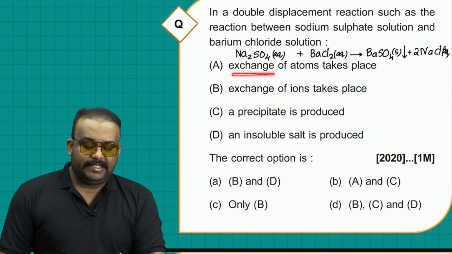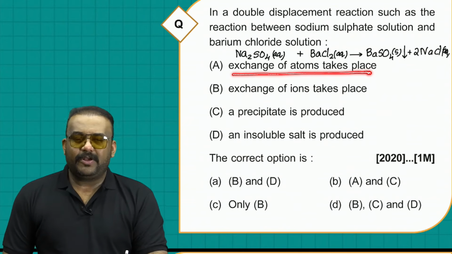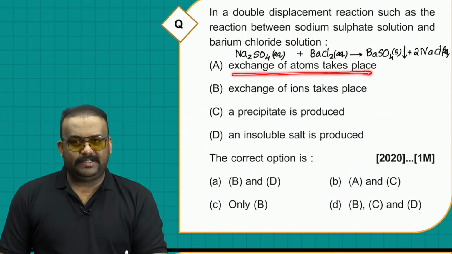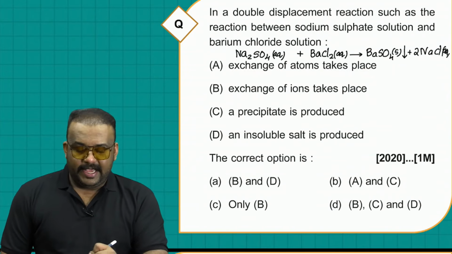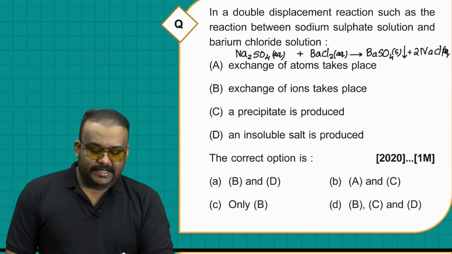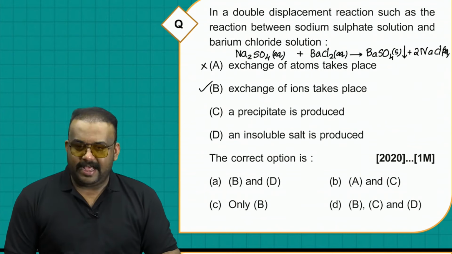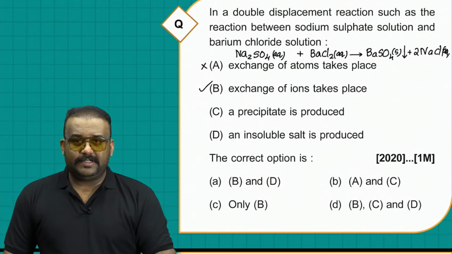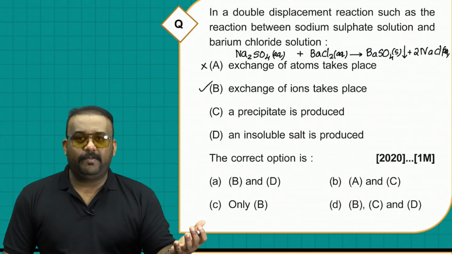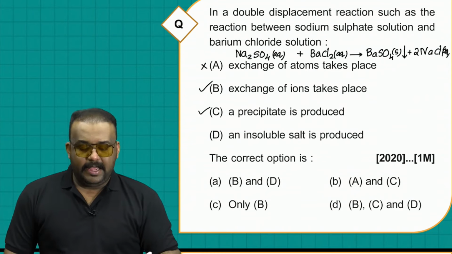The first thing says exchange of atoms takes place. It's not, because we don't see any exchange of atoms. Rather, we see exchange of ions. So we can say exchange of ions takes place is a correct option, but exchange of atoms doesn't happen. A precipitate is produced. Of course, barium sulfate is insoluble in water, so definitely it will precipitate at the bottom.